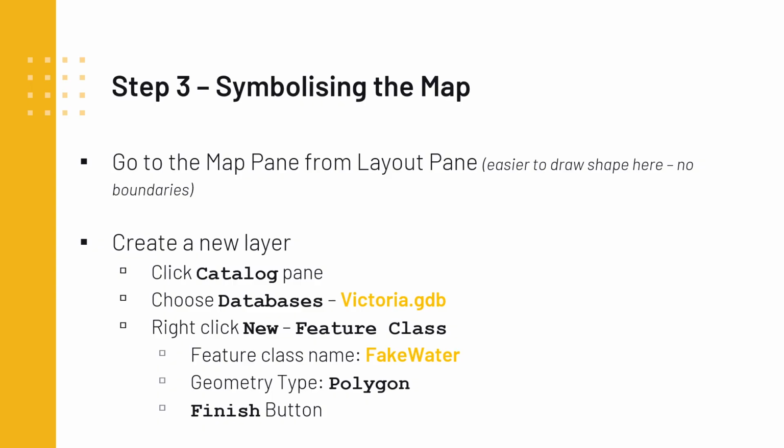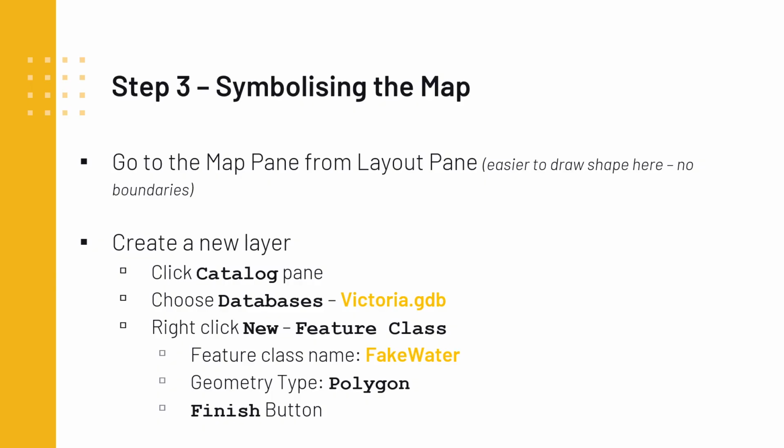When you're in the map view, we want to create a new layer. So go to the catalog pane. This is going to be on the right-hand side. At the bottom, you should see a tab for catalog. Choose databases and go into victoria.gdb. This was the geodatabase that was created when you made your project.